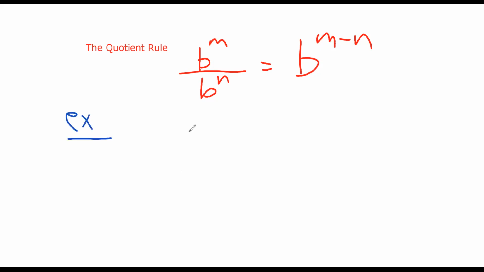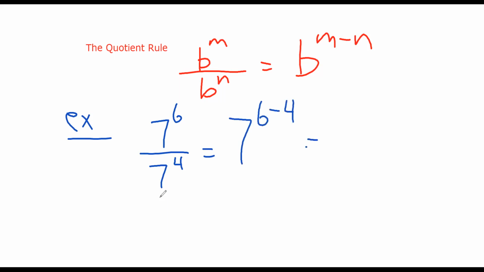So for example, if I had 7 to the 9th power, let's make it a little easier, 7 to the 6th power divided by 7 to the 4th power, that's going to be equal to a single 7 to the 6 minus 4 power, or just 7 to the second power, 7 squared.